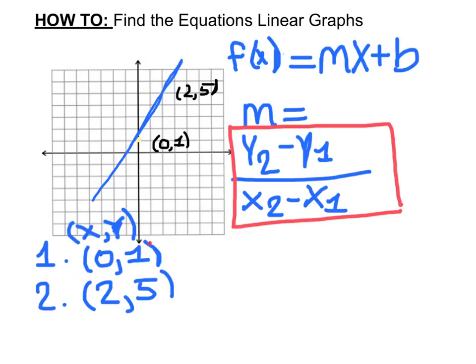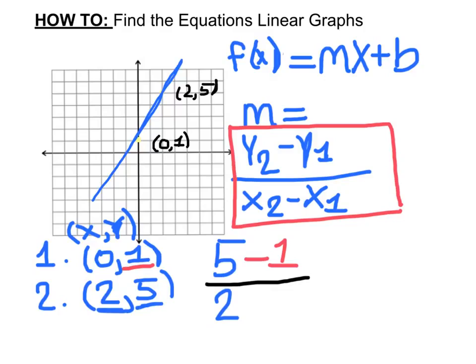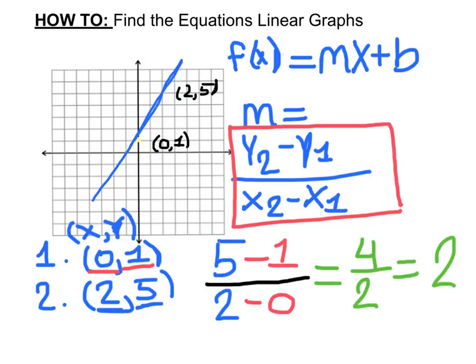Here on the side, we have our 2 points. Let's plug them into our formula. Our y2 is 5, and we're going to subtract our y1, which is 1. And we're going to divide that by our x2, which happens to be 2, subtracted by our x1, which is 0. And that will equal 4 over 2, which is just 2. So our slope is 2.